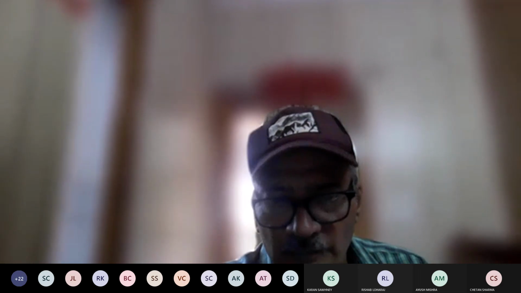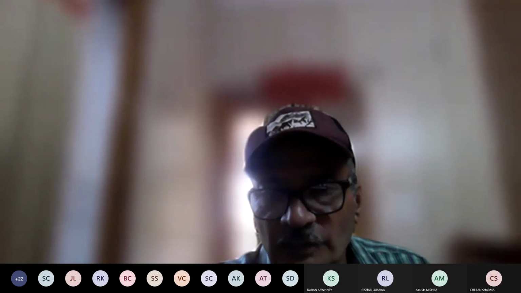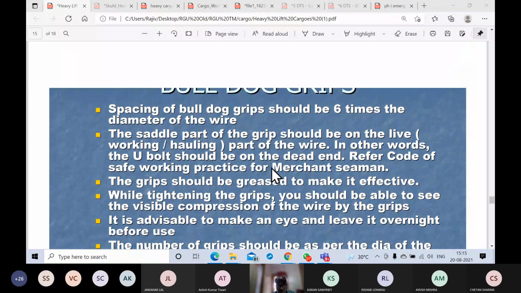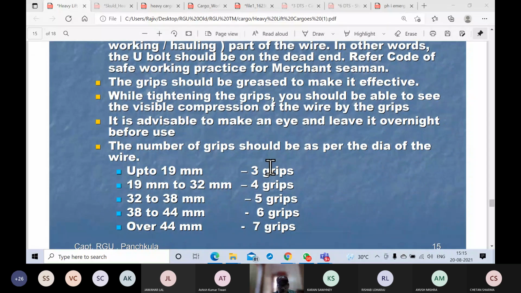So this was about bulldog grips, to be used very carefully and extensively for any cargo, but heavy lift we are talking about right now. Now, number of grips to be used. One more thing to remember: by the Code of Safe Working Practices, it is advisable to make an eye and leave it overnight before use, so that it compacts by itself. Always tighten by hand. Do not use pneumatic spanners, because hand tightening will tell you the amount of strength you have used to tighten the grip. That will give you an idea.